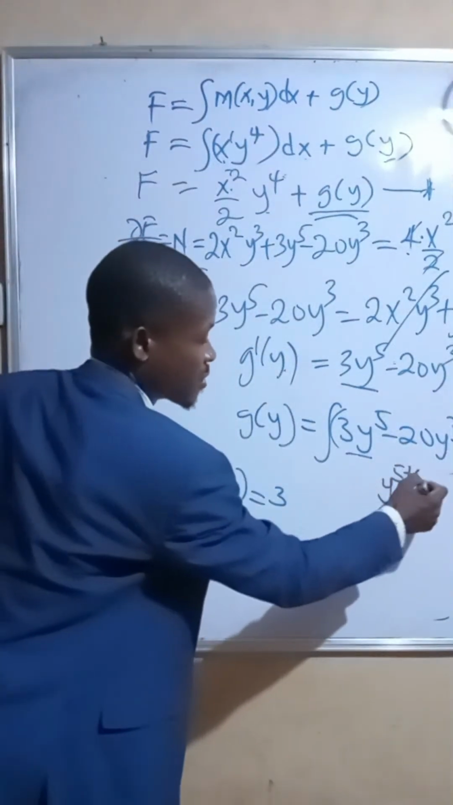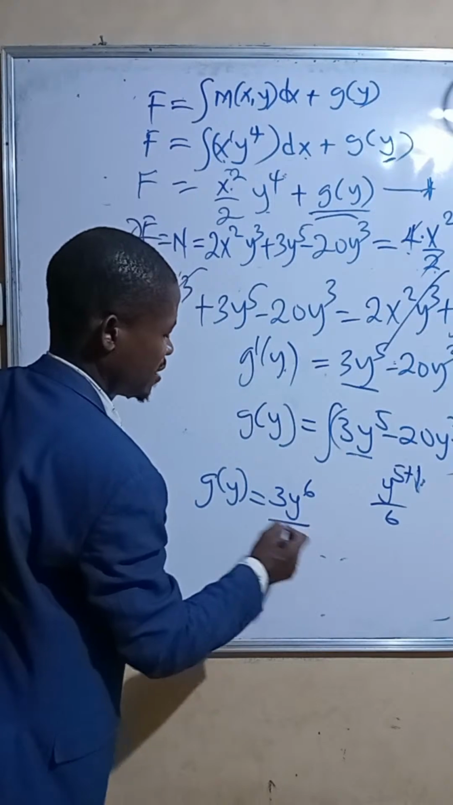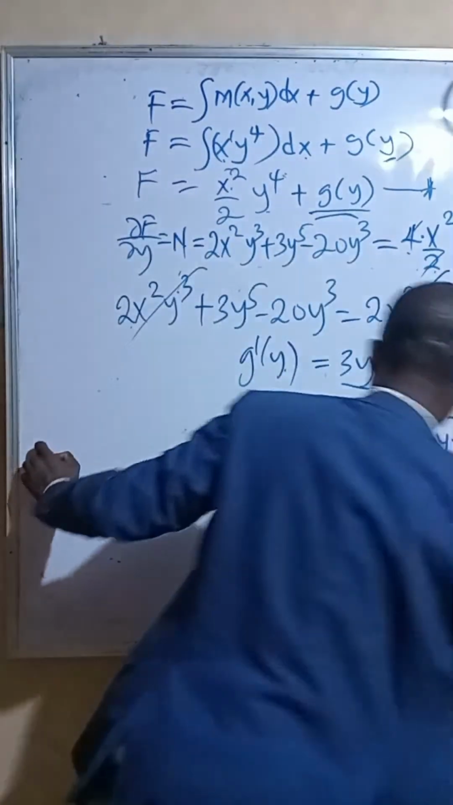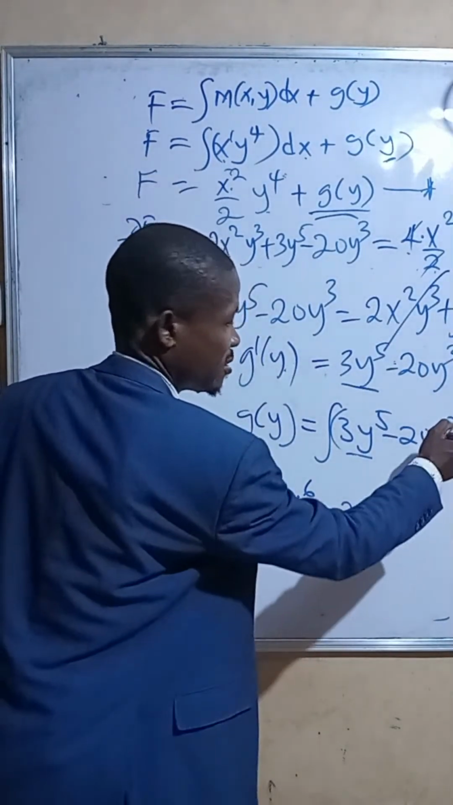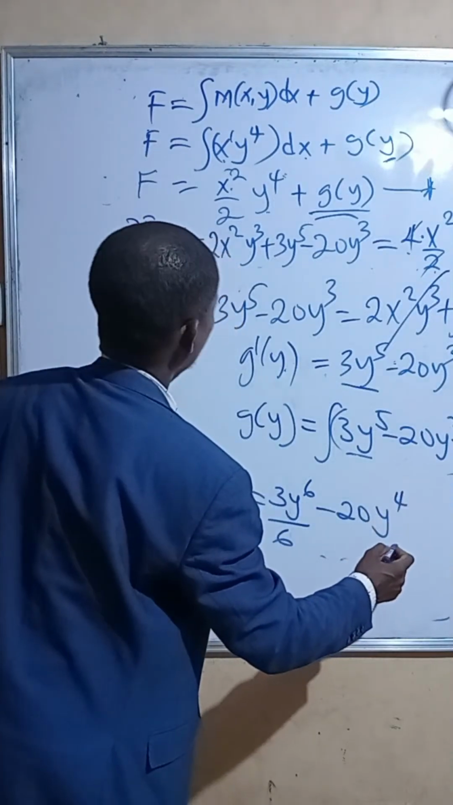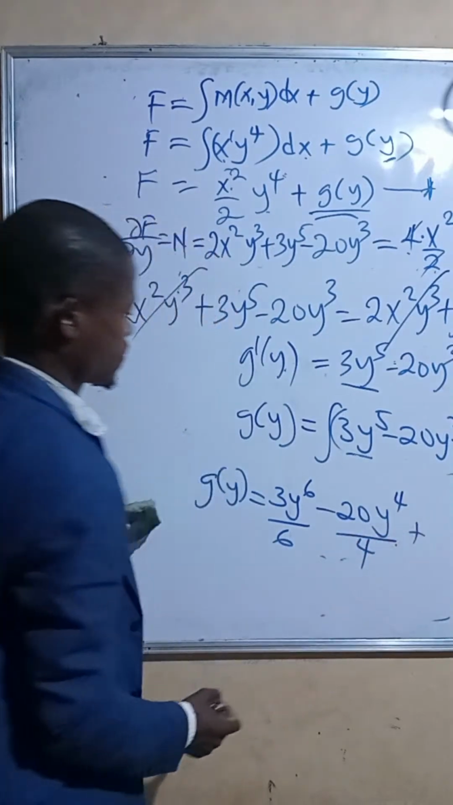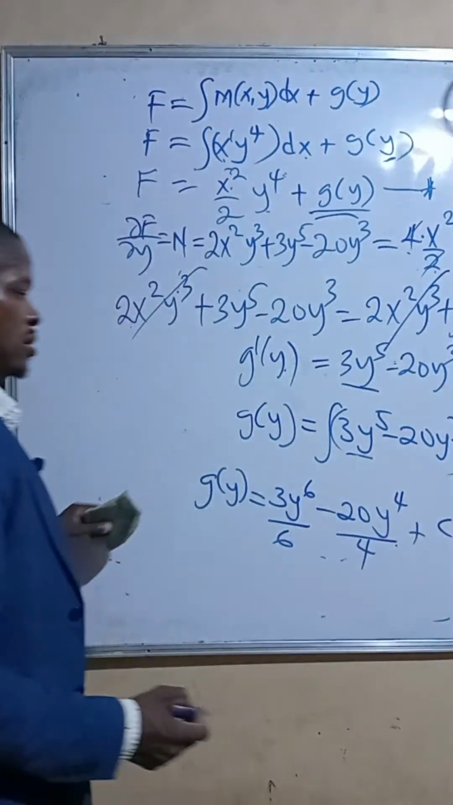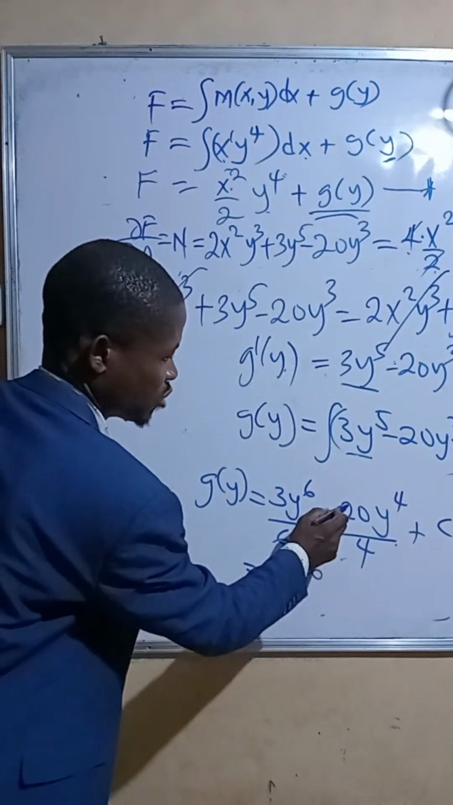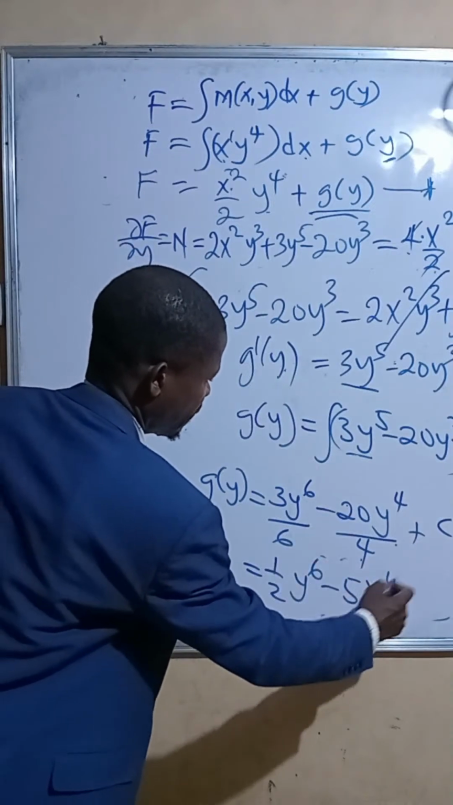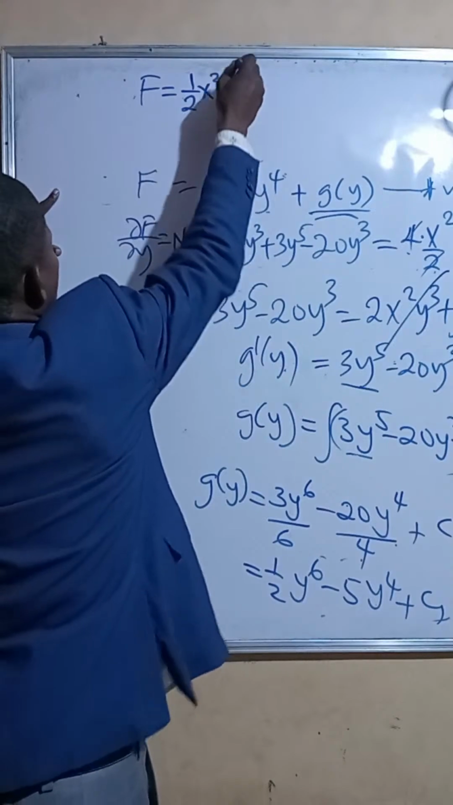So 5 plus 1 making 6, over 6. So we're having 3y to the power 6 over 6. Then the other one will be minus 20y to the power 3 plus 1, that's 4, over 4, and then plus c1. So we're going to have half y to the power 6, 20 over 4 that's minus 5y to the power 4, plus c1.